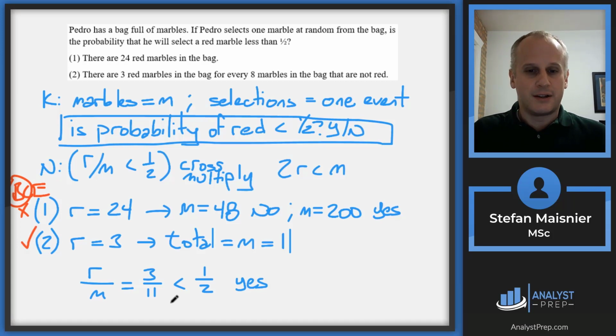So go ahead and do some additional practice problems on your own involving probabilities to build this skill for your attempt at the GMAT exam.